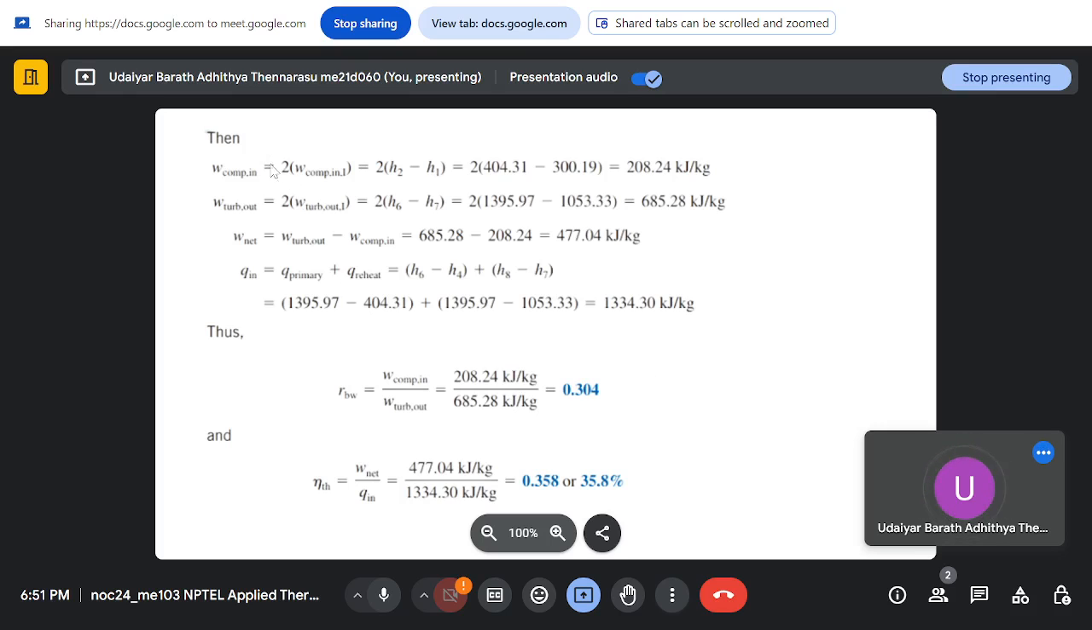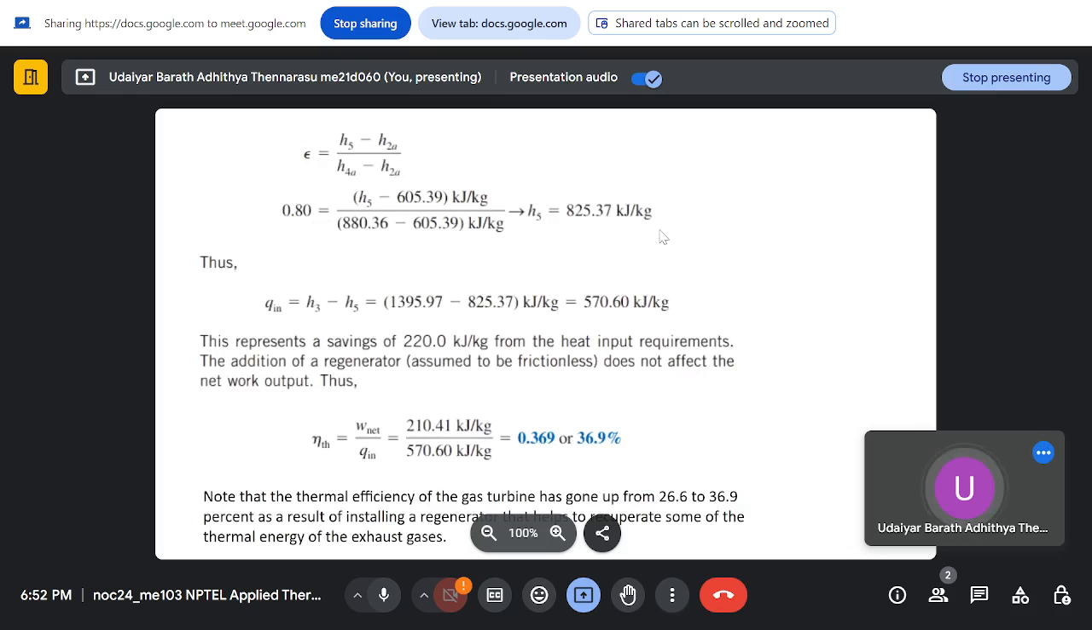So with this, we know the compressor work is just twice that of each compressor, because your enthalpies are all the same, inlet and exit enthalpies are the same. So 2 times H2 minus H1. This comes out to be 208.24 kilojoule per kg, and the turbine out is 685.28 kilojoule per kg.